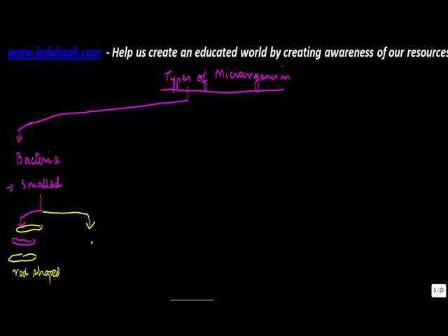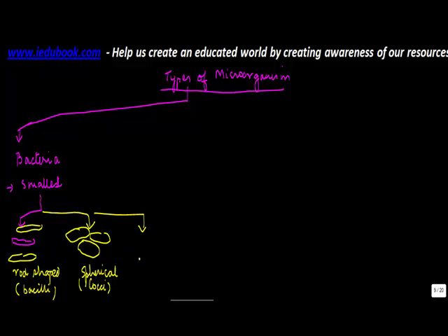Or they may be something like a sphere, spherical. These are also known as cocci. Rod shaped are known as bacilli.